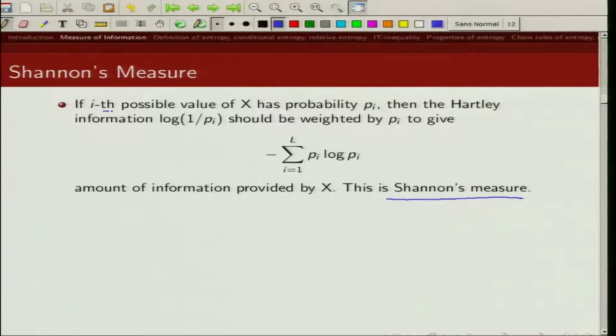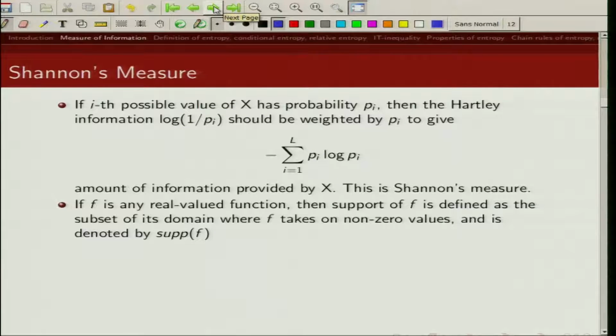So if the ith possible value of the random variable x has probability pi, then if we weigh Hartley's measure, which in this case would be log of 1 by pi, by pi and we sum it over all possible values of x, we get what is known as Shannon's measure of information. So you can see here the Hartley's information is in some sense weighted by the probability of occurring of that particular value of x.